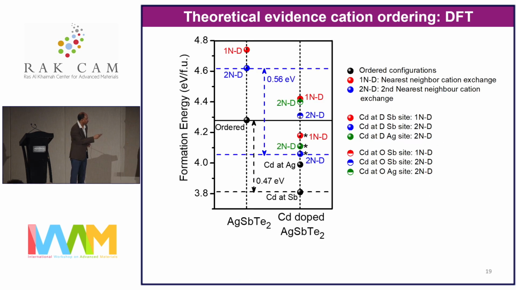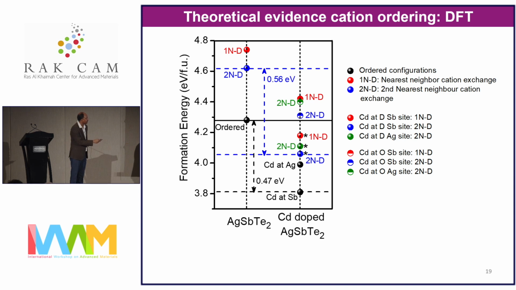So we have collaborated with our theoretician colleague Umesh Waghmare, and he has calculated the formation energy. And you can see the ordered AgSbTe2 structure is more stable compared to the first nearest neighbor and second nearest neighbor disordered structures, which were proposed by Mohanty around 2007 in his PRL. But what is new here?